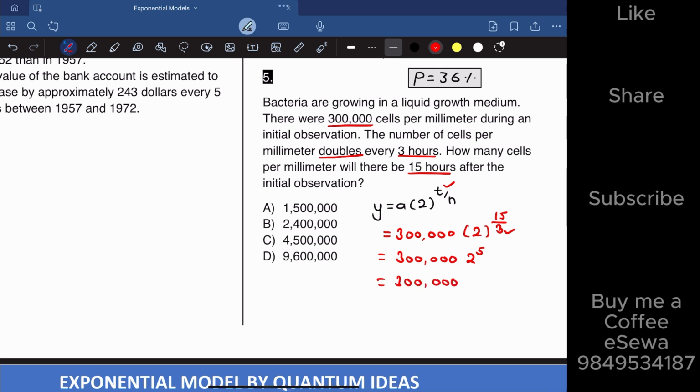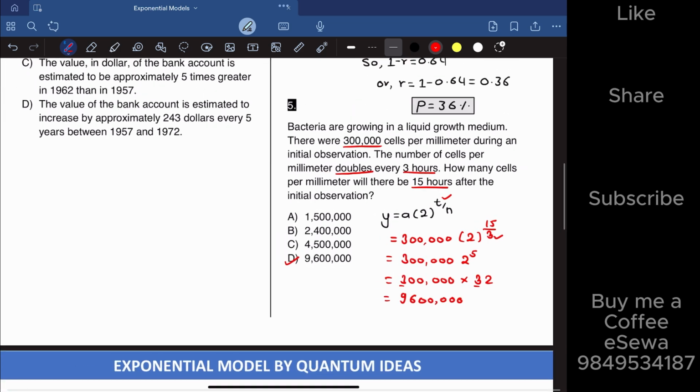2 to the 4, 4 to 8, 8 to 16 to 32. Okay, this is 32. Now just multiply by 3. 3 2 is 6, 3 3 is 9. So remaining 0 are there. So this is your answer. So D is your answer. Okay, you can solve this kind of problem very easily like this.